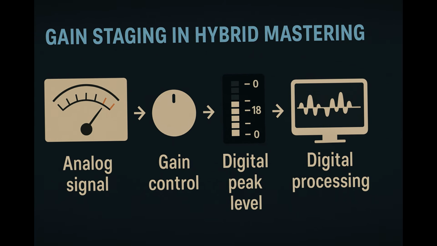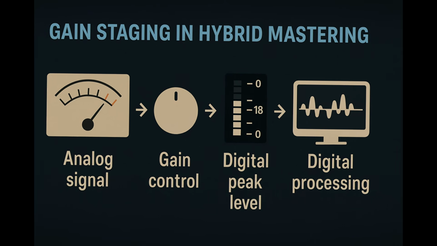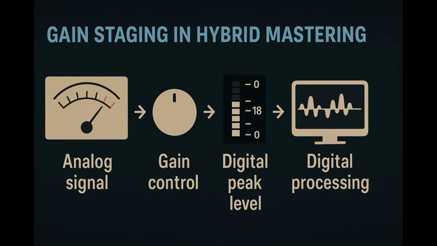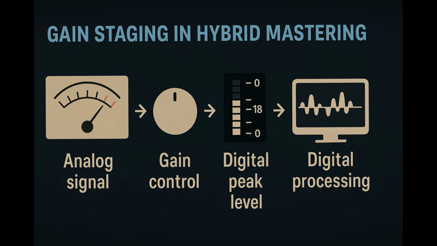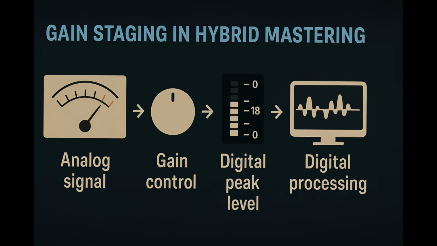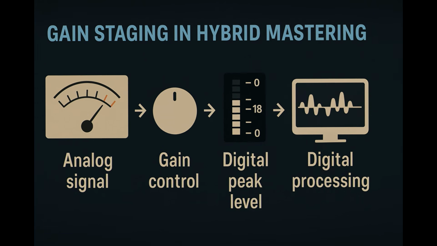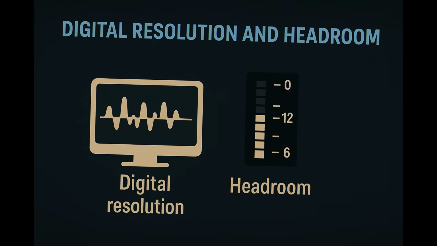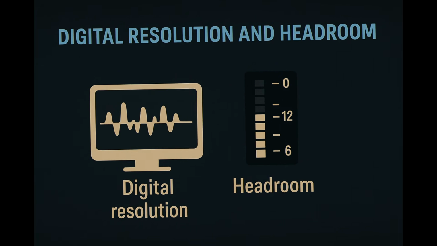Pro tip: aim for your AD/DA converter's optimal level range, typically around minus 18 dBFS RMS or minus 9 dBFS peaks, when feeding analog gear.